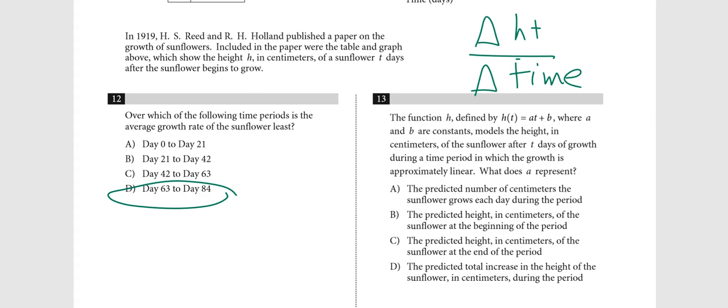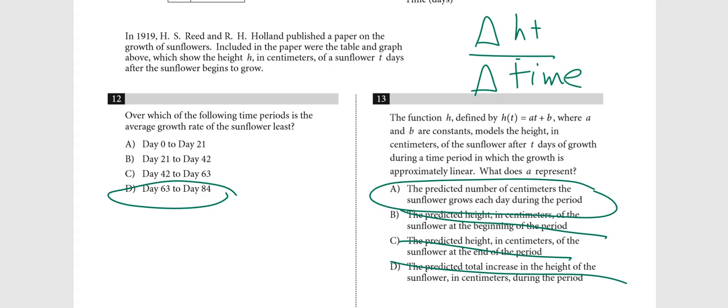The predicted height in centimeters of sunflowers at the beginning of the period. That would be the y-intercept. Predicted height in centimeters of sunflower at the end of the period? No. Predicted total increase of the height during the period? No. One of the dead giveaways is right here.